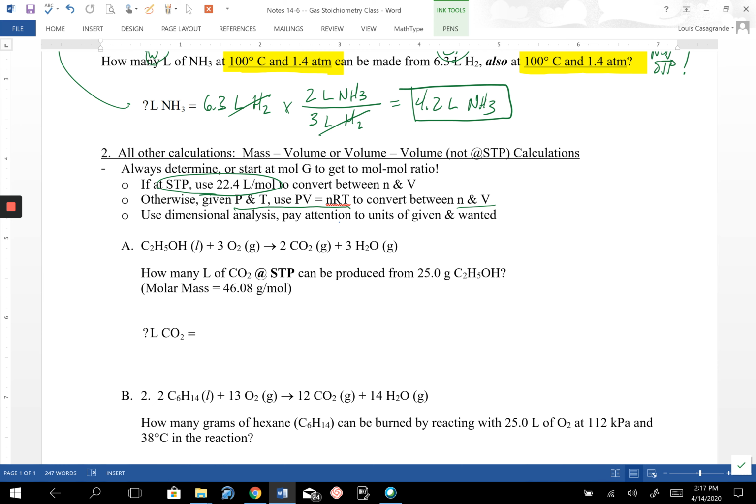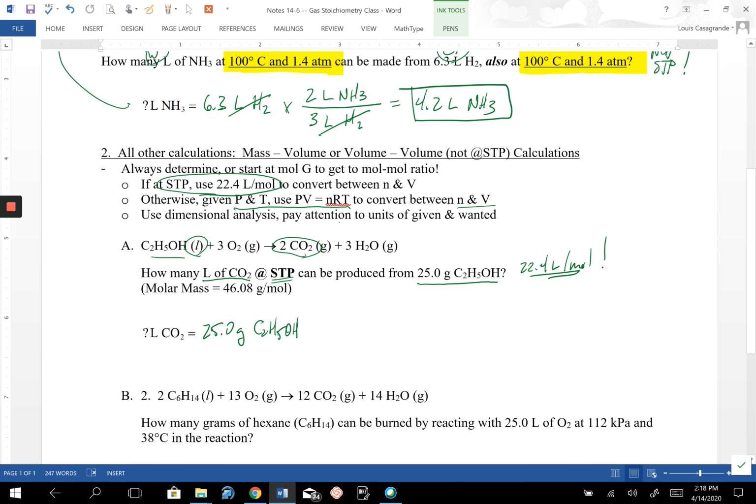So in A here, this is a balanced chemical equation. I want to know how many liters of CO2. So here's my CO2 gas at STP. STP means I can use 22.4 liters per mole. So remember that STP is 22.4 liters per mole, can be produced from 25 grams of ethanol. And notice that ethanol is a liquid, so you cannot assume anything about gases with ethanol. So let's start off with our 25.0 grams of ethanol.